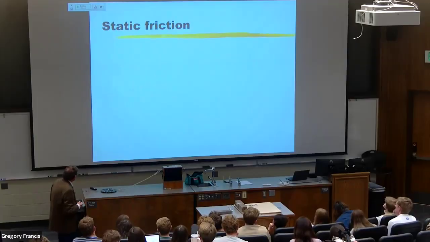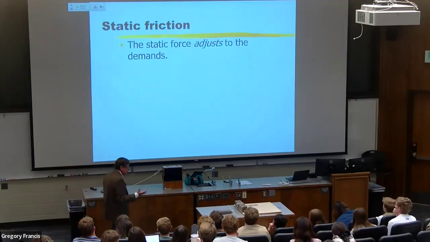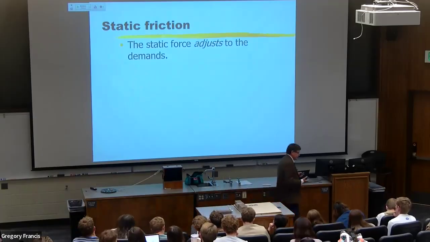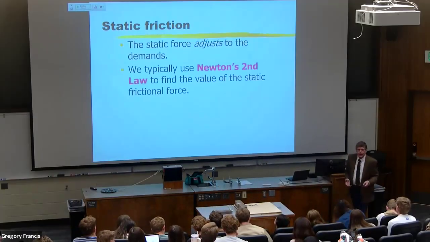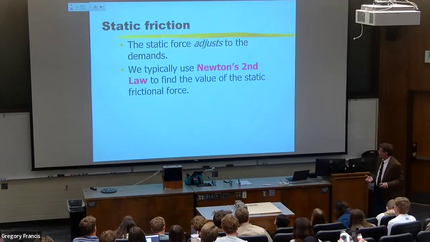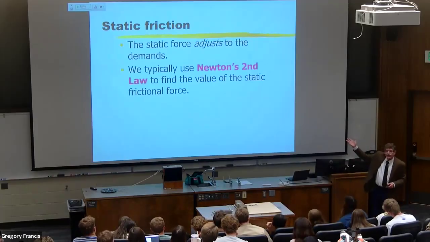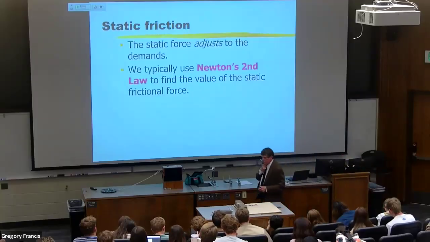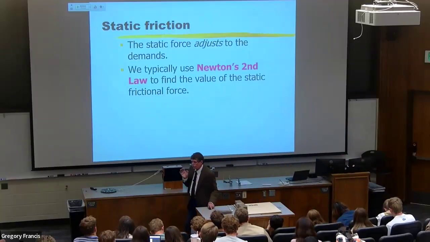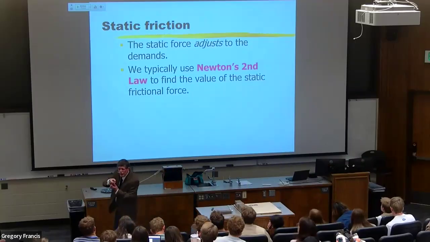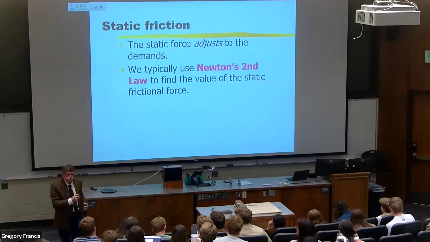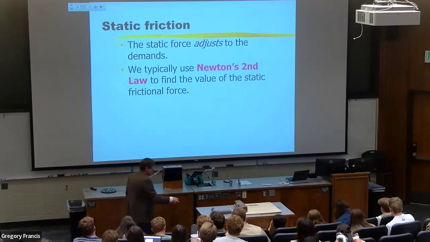Now, static friction adjusts to the demands. It could be anything it needs to be up to a point, okay? And 99.5% of the time, we use Newton's second law to figure out how big that static friction is. The only time that you don't is when you're right on the verge of breaking free, when you're right on the verge of breaking loose, okay?